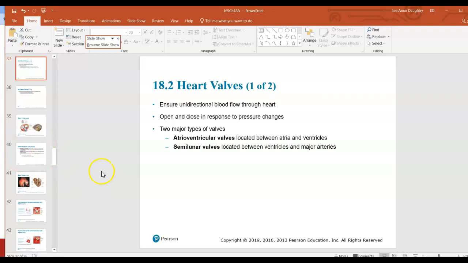basically there are two major types of valves. There are the AV valves, and on the right side of the heart is the tricuspid valve, and on the left side of the heart is the bicuspid or mitral valve. Those close the loudest. They shut the loudest.